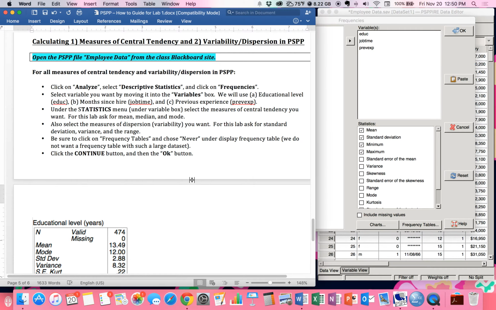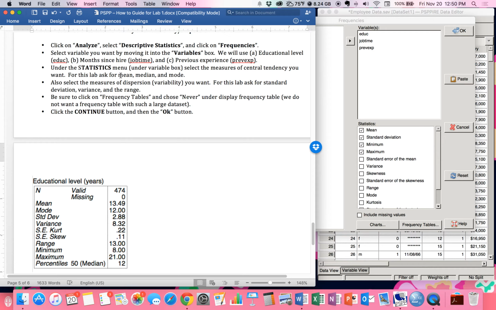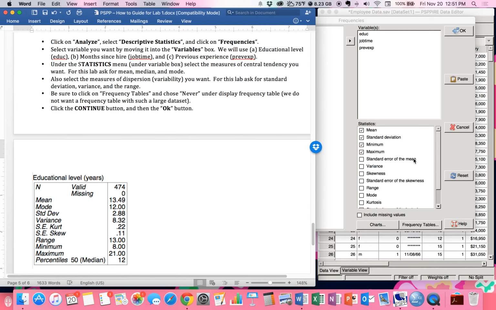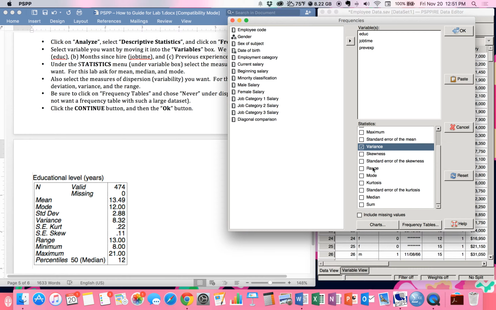And let's see, what do we want? We are going to use the statistics menu here, and we are going to get all of these measures of central tendency. So we're going to do mean, median, mode, and we're going to get our measures of variability. So we're going to get standard deviation, variance, and range. So that's easy. I'm going to unclick these, right? So I'm going to say, okay, I want mean, standard deviation, variance. I'm going to get my range, my mode, and my median.